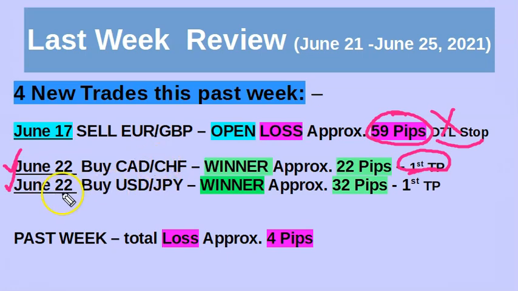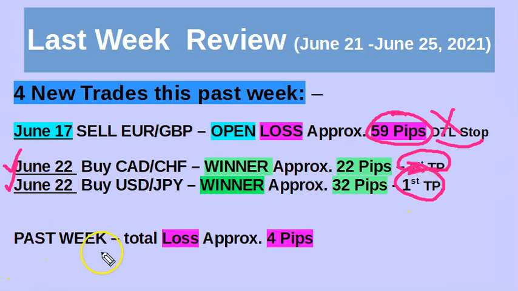Okay, and then on June the 22nd, I issued a buy USD Japanese yen. I told everyone I was looking at it. I like this signal here, and I know a lot of traders took this trade alongside with me. So again, you're a winner. Approximately 32 pips. It also reached the first take profit target.